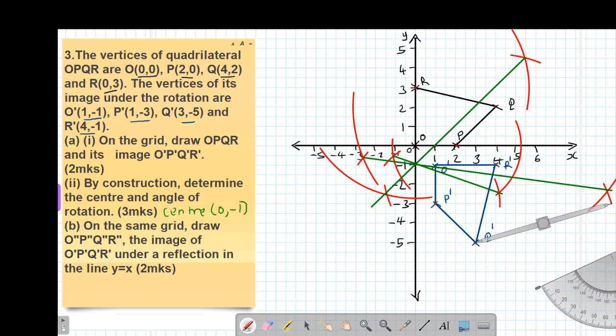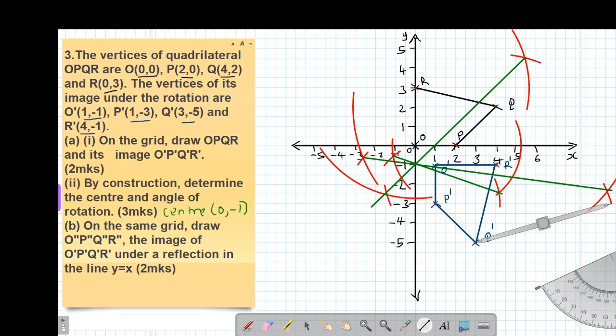Then we also need to find the angle of rotation. For us to find the angle of rotation, we are going to join any 2 points, that is an object and its image, to the center of rotation. Then we measure the angle. Therefore, I'm going to use these 2 points. Let me use point P and P prime.